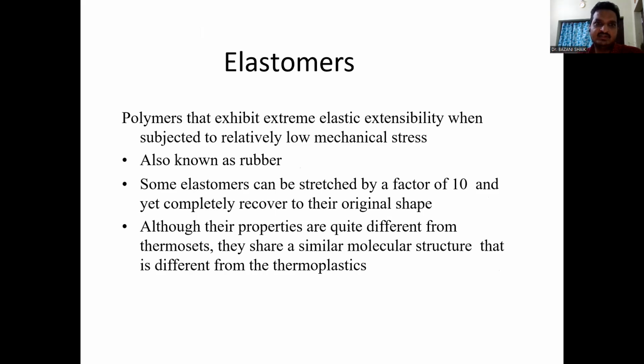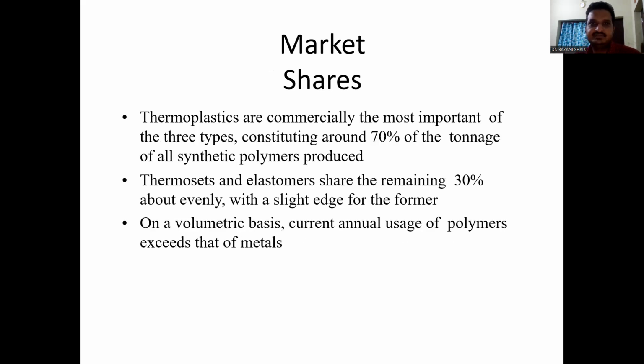Coming to elastomers, they exhibit extreme elasticity under low mechanical stress. This is the main advantage of elastomers. They are also known as rubber, and elastomers can be stretched by a factor of 10 with complete recovery of the original shape. Their properties are quite different from thermosets. Elastomers are related to thermosets and share a similar molecular structure that is different from thermoplastics.